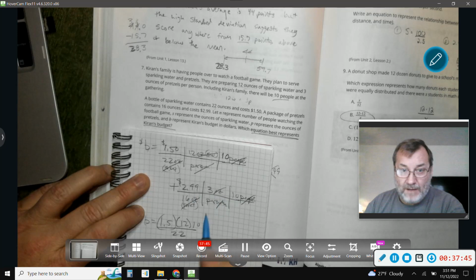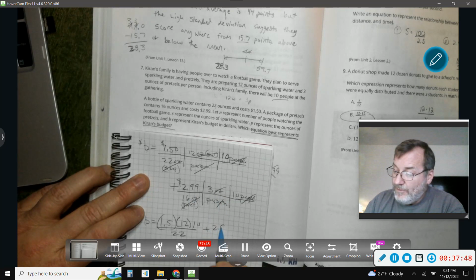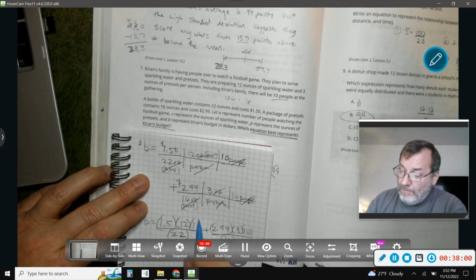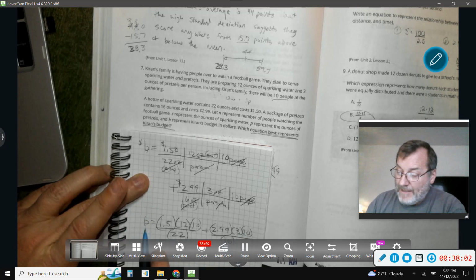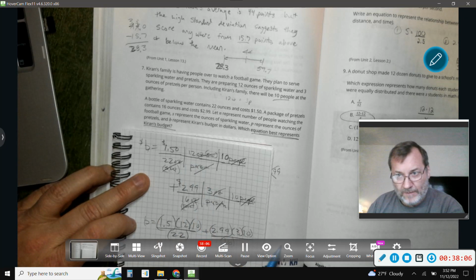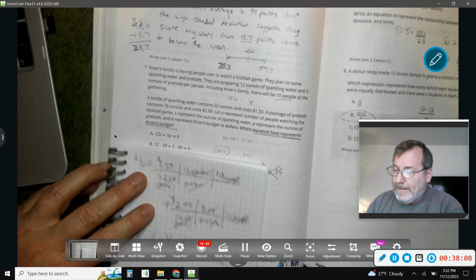Let's look at this little bottom part here. It looks like plus 2.99 times 3 times 10 divided by 16. So we got a whole bunch of numbers going on, and that should tell me the budget. Okay, so we've got some idea as to what we should be looking for now. All right, well, let's see.